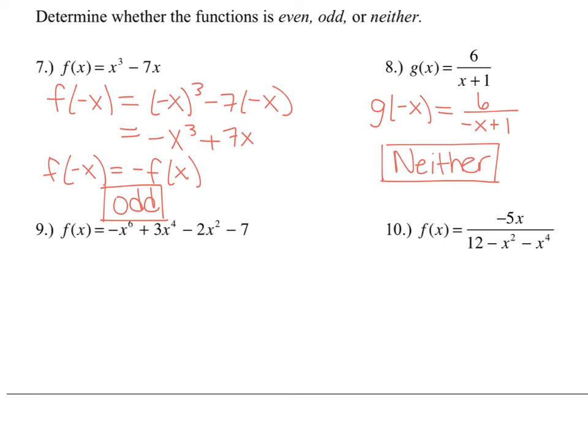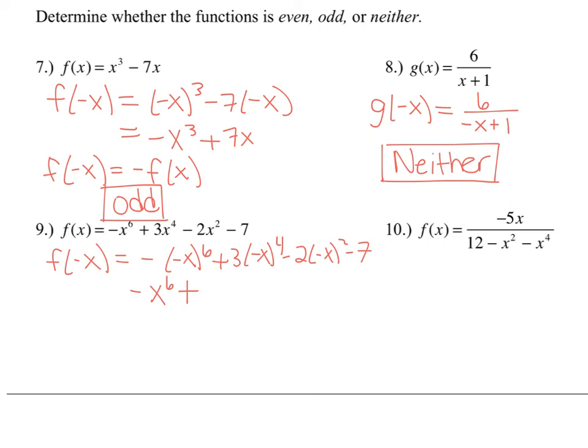Number 9, f of x equals the opposite of x to the 6th plus 3x to the 4th minus 2x squared minus 7. So when we plug in negative x, we'll have the opposite of negative x to the 6th power plus 3 times negative x to the 4th power minus 2 times negative x squared minus 7. So the opposite of negative x to the 6th power would come out positive, because if you multiply a negative an even number of times, those negative signs will all pair up and cancel out.